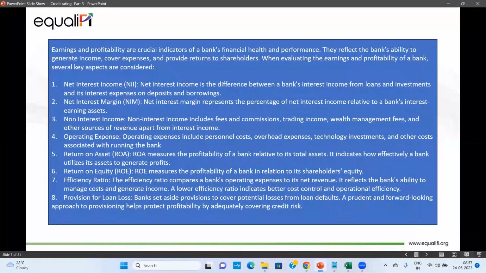The third one which we look at is non-interest income. So there could be wealth management fees, commissions from interest income. Now, there is something called debt syndication.